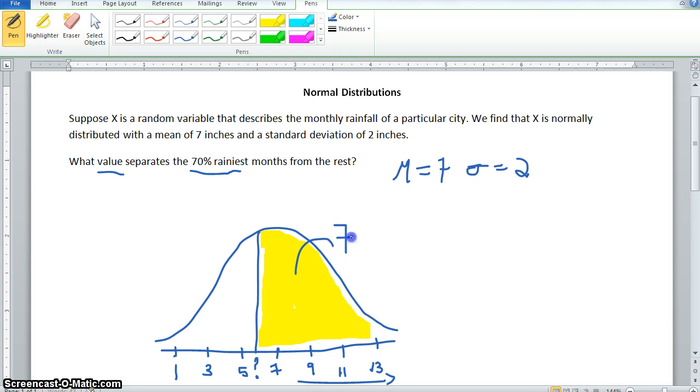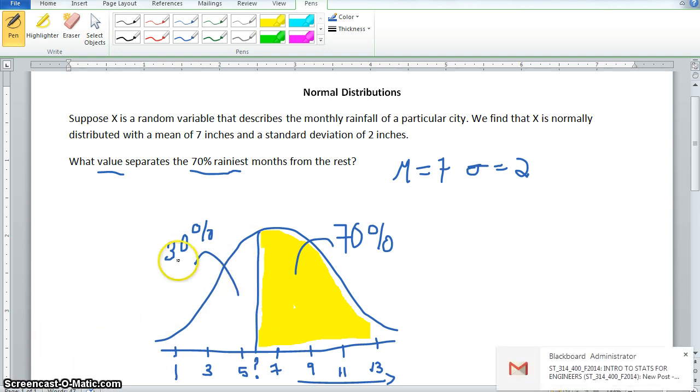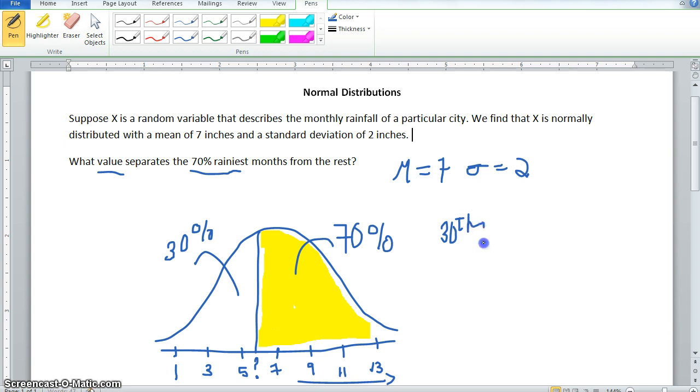Well, if this 70% is here, then what's left over here? Our complement would be 30%. Given that the values in a z-table always give us the cumulative area from the smallest value up to the largest, we want to find essentially the 30th percentile in this case. So if we want to find the 30th percentile, how can we find that value? This is going to give us the value that cuts off the lower 30% and the upper 70%.